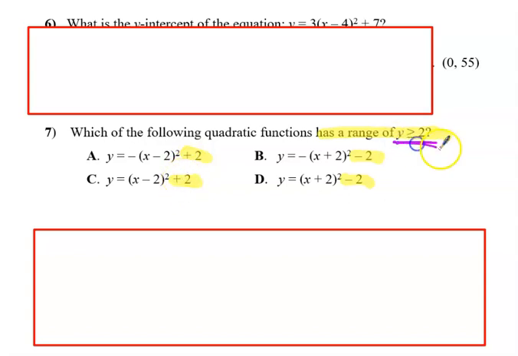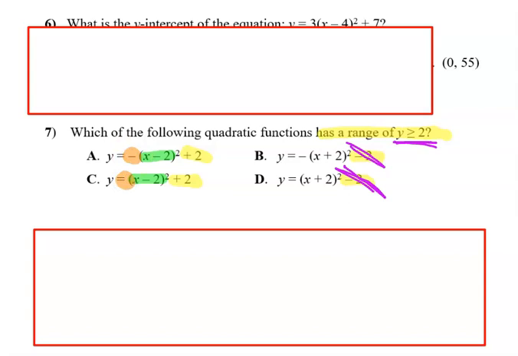So if it says 2, these negative 2's do not work. So we're either dealing with A or with B. Well, let's look at the differences of A. So the inside is the exact same. They're both plus 2. And now let's look on the outside. This one's a negative and this one's a positive.